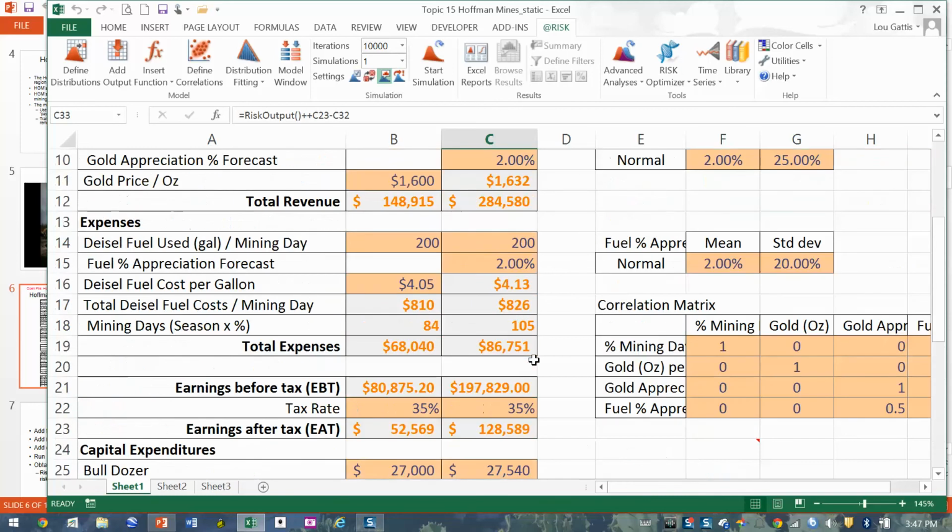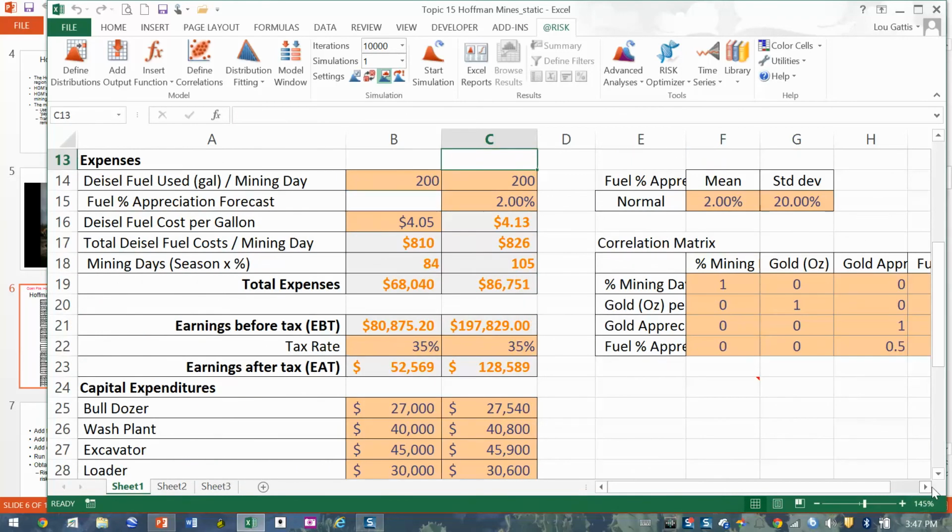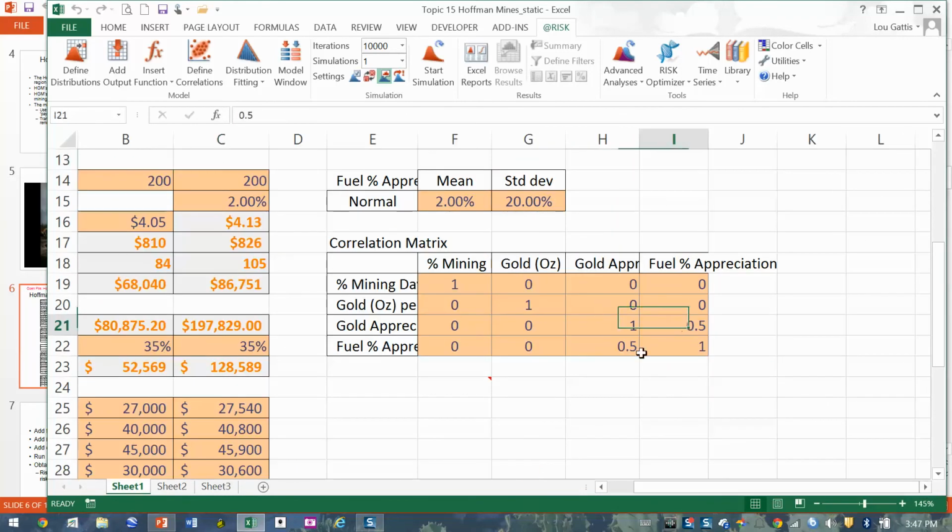Now if I were to run this model, what would happen is it would generate a random number for mining days, a random number for gold ounces per ton, a random number for the appreciation of gold, and a random number for the appreciation of fuel. And it would assume that those variables are all independent. In other words, these 4 random numbers are independent. But I'm going to further assume that fuel prices and gold prices are correlated. I'll assume that the other variables are uncorrelated.